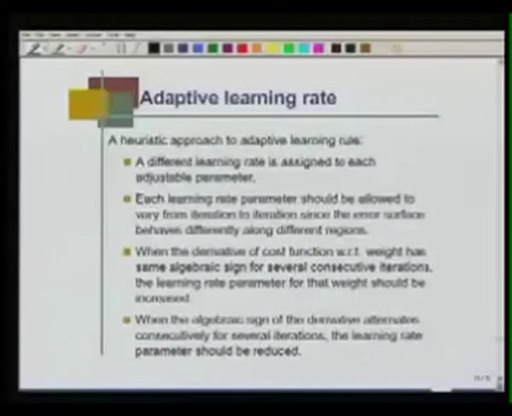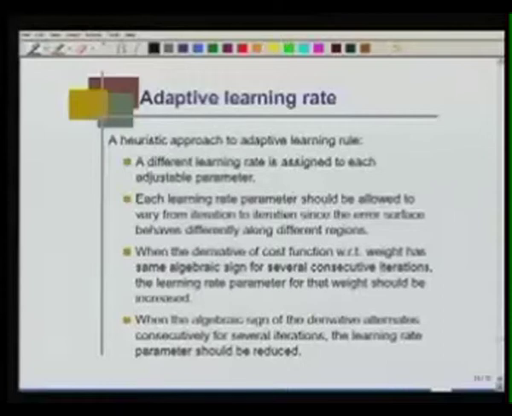So, what this particular heuristic algorithm is: a different learning rate is assigned to each adjustable parameter, that is, every typical Wij is associated with a different eta. Each learning rate parameter should be allowed to vary from iteration to iteration. When the derivative of the cost function with respect to the weight has the same algebraic sign for several consecutive iterations, the learning rate parameter for that weight should be increased. When the algebraic sign of the derivative alternates consecutively for several iterations, the learning rate parameter should be reduced.